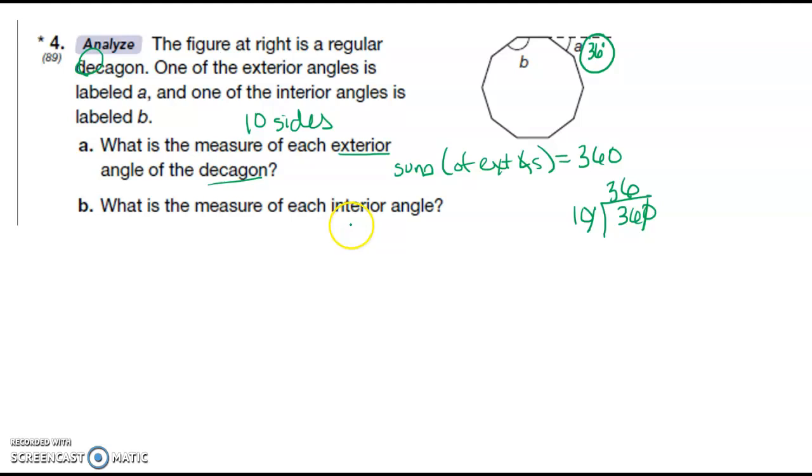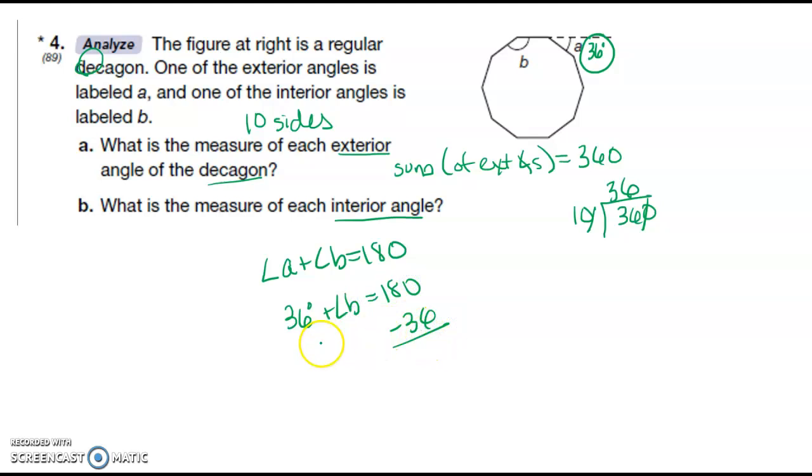Okay, and then it says what's the measure of each interior angle? Well, I know that A plus B is equal to 180. And if A is 36 degrees, then I'm going to subtract to get B. And that's 144.